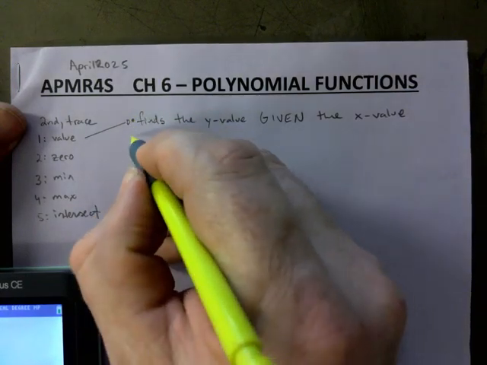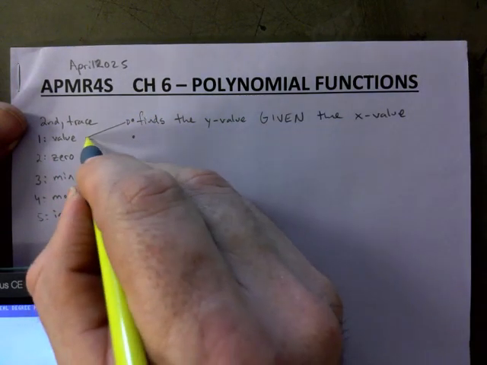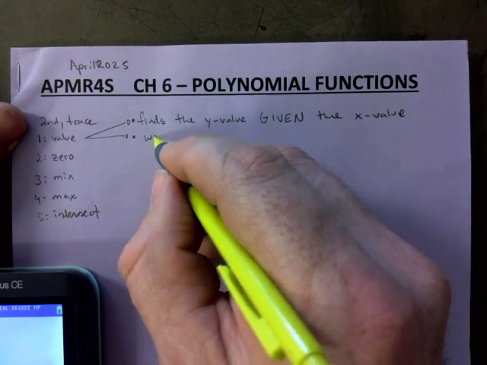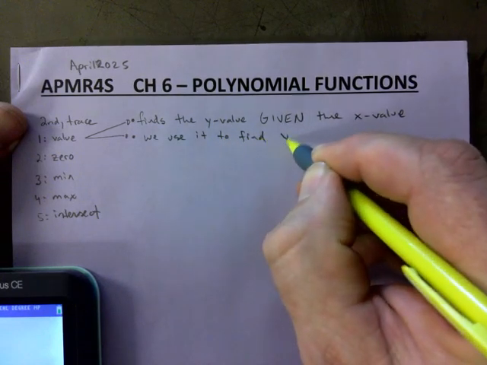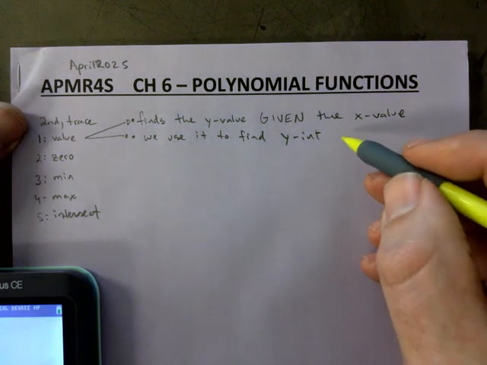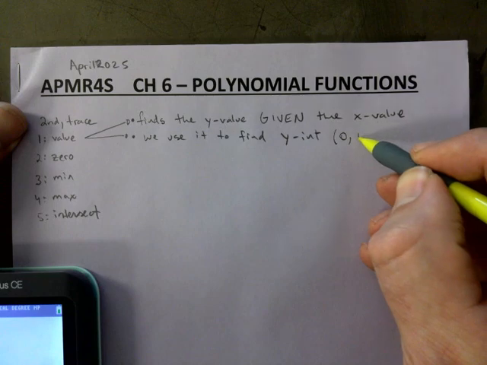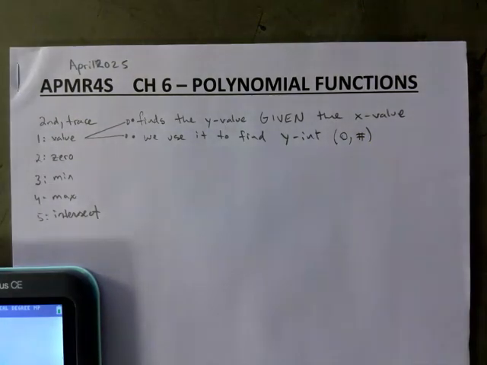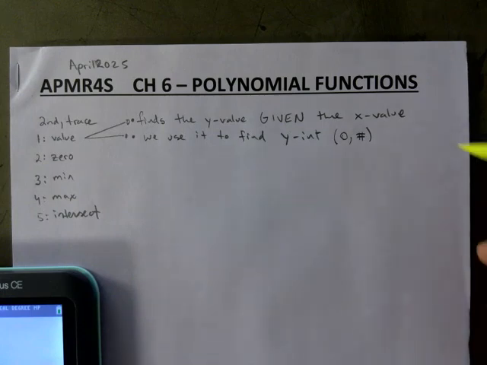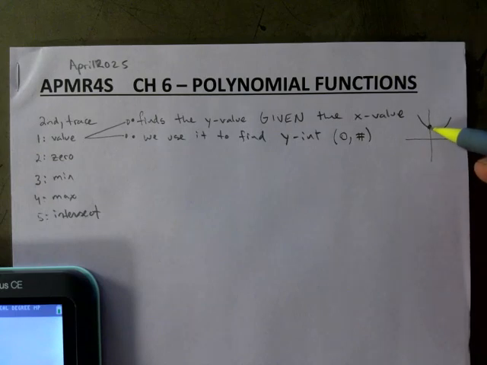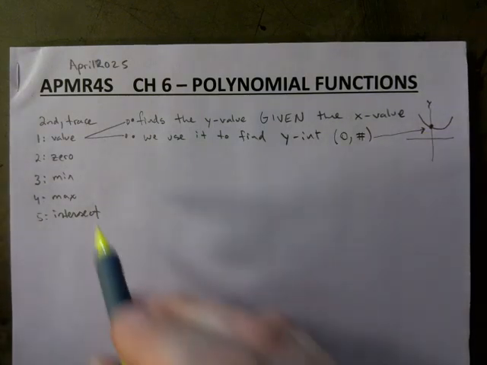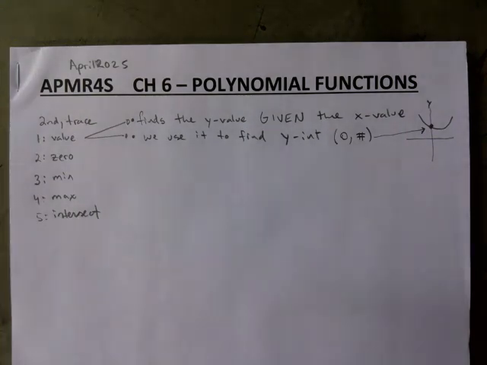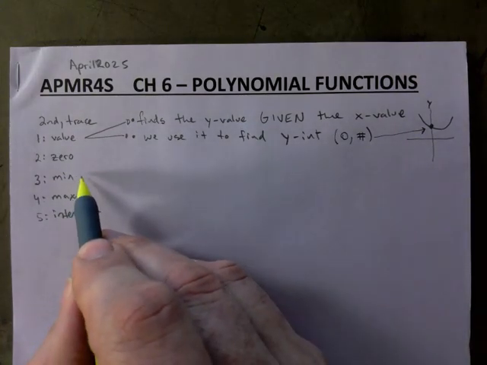That's bullet number 1. A second bullet that goes with value is we use it to find the y-intercept. And the y-intercept is always going to be 0, and you're going to have to figure out the number, right? And so just to make sure, the y-intercept is always right there. It's where it crosses the y-axis, okay? Zero I'm not going to use, but other teachers may, but I don't.